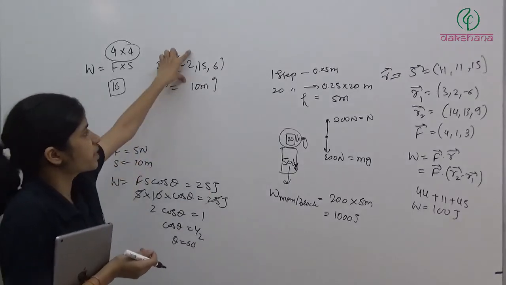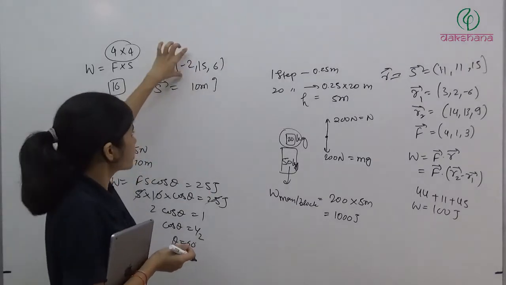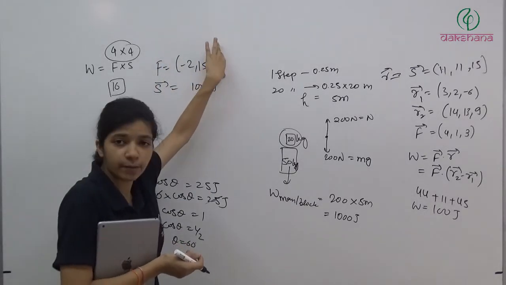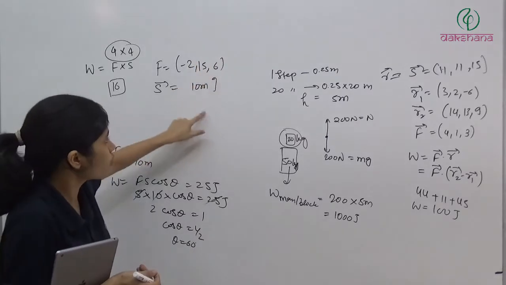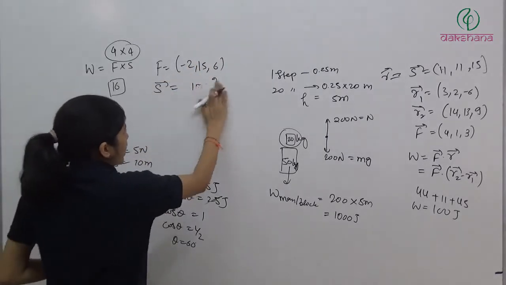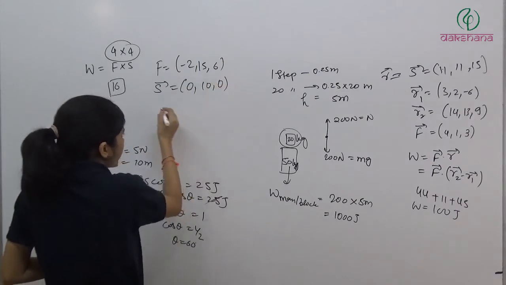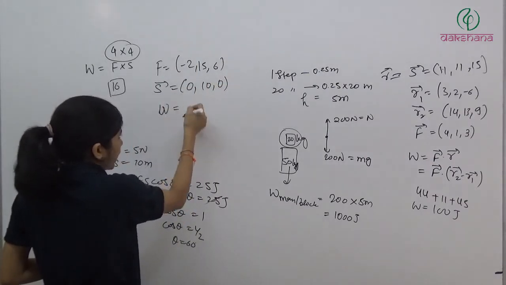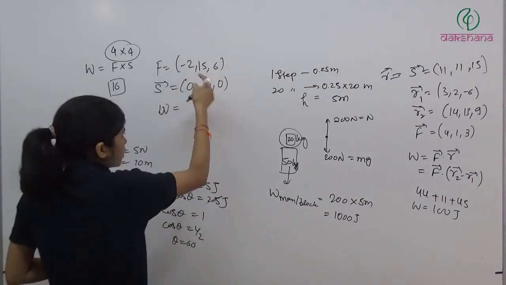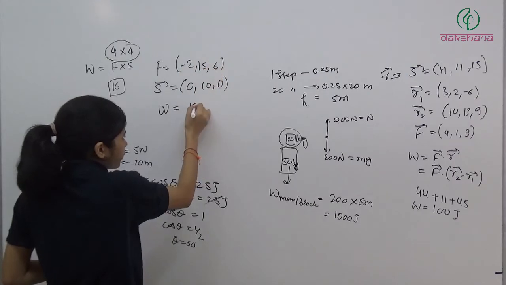So there is no displacement in x, there is no displacement in z. So displacement is only there in y direction. So I can write the displacement vector is 0, 10, 0. So work done will be F dot S, this into this, this into this, this into this: 0, 0, 150 joule.